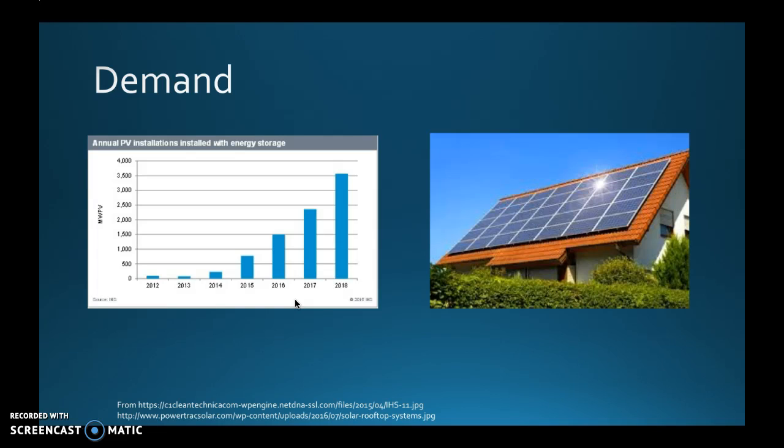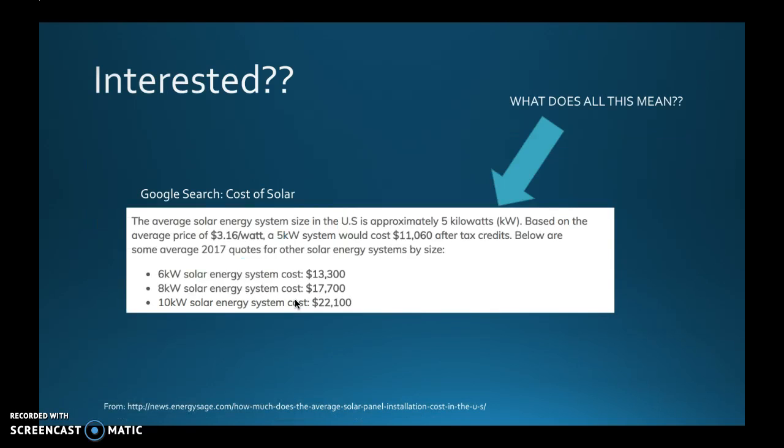And well, if people want to do that, there's not really a simple way, a quick and simple way actually, to go about finding out how feasible solar would be for their particular home in their particular location. What they typically do is go onto Google and do a search like cost of solar. And what they get is vague numbers. For example, if you Google cost of solar, one of the articles will show you numbers like $3.16 per watt for a 5 kilowatt system.